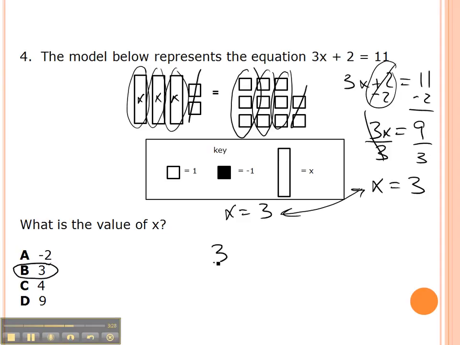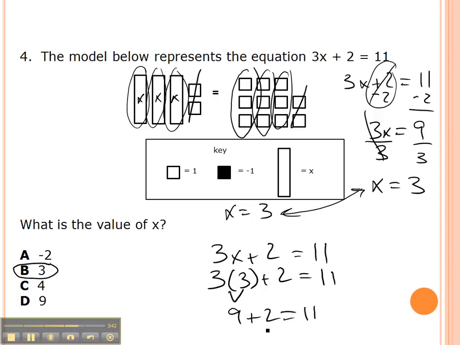But let's plug it in and make sure. 3x plus 2 equals 11. If x really does equal 3, then 3 times 3 plus 2 should equal 11. 3 times 3 is 9. Plus 2 equals 11. Yes, 11 equals 11.